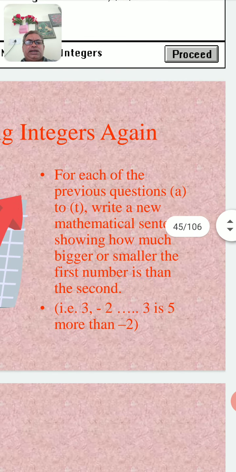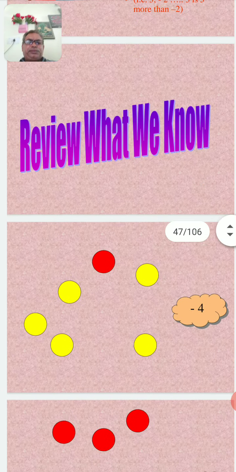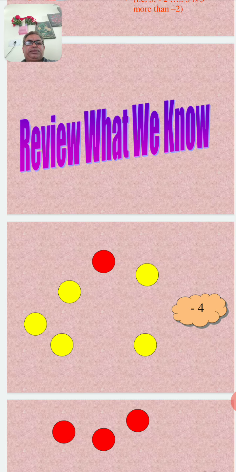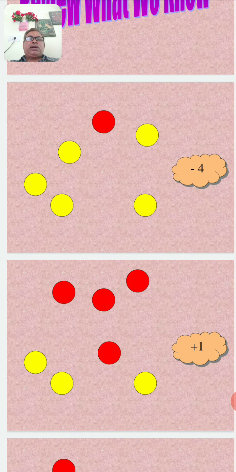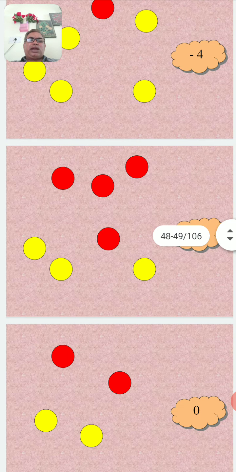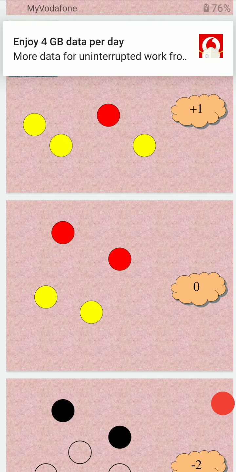Now comparing integers again, you can compare this and you can see here what we have studied today. Positive integers mean red dots and negative integers mean yellow. So what is the answer? 4 red dots means positive 4. 3 yellow dots means negative integer. So 3 and 3 cancel, positive 1 is left. So like this you can understand.